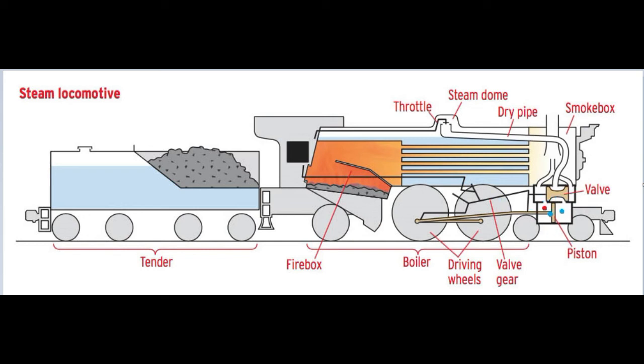This difference in pressure forces the piston to go forward, and when the valve changes its position, this side has high pressure and that side has low pressure, so the piston goes back. So it goes forward and backward, and this causes the wheels to move in a circular motion. This is the main core concept of the steam locomotive.